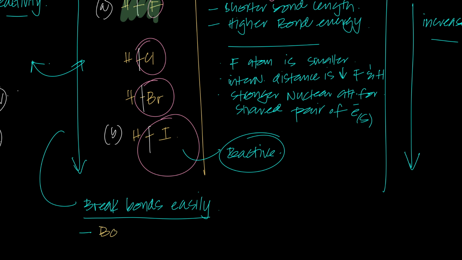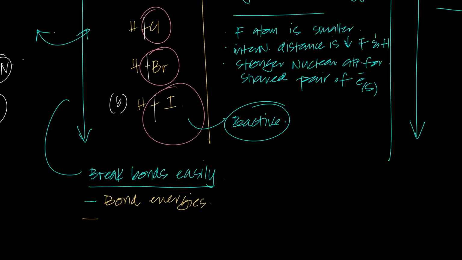I can break the bonds easily because of two reasons. Number one, lower bond energies down the group. And number two, the length of the bond, longer bonds down the group. Bond energies decrease down the group, bond length increases, obviously. You have longer bonds down the group. So it's easier to break these bonds.